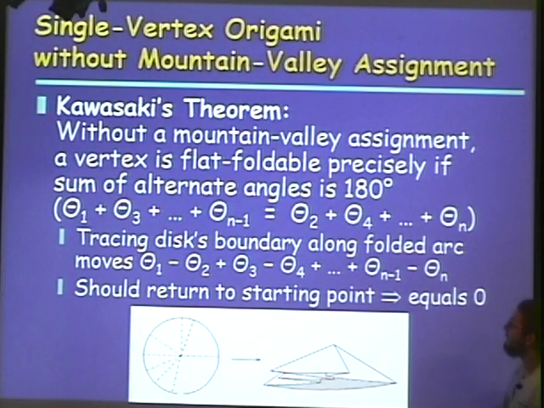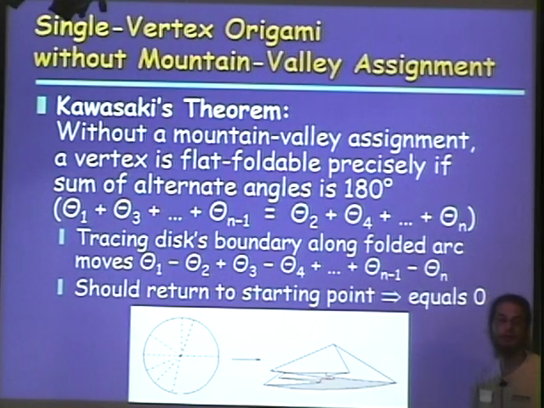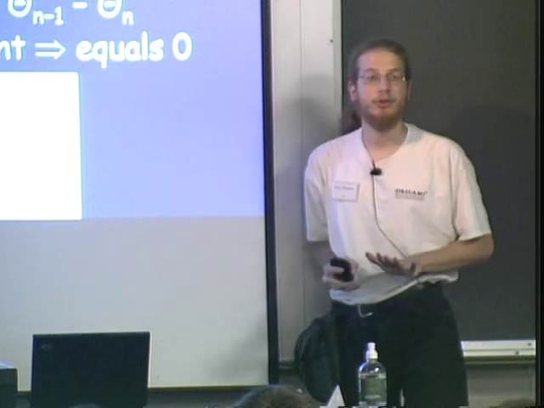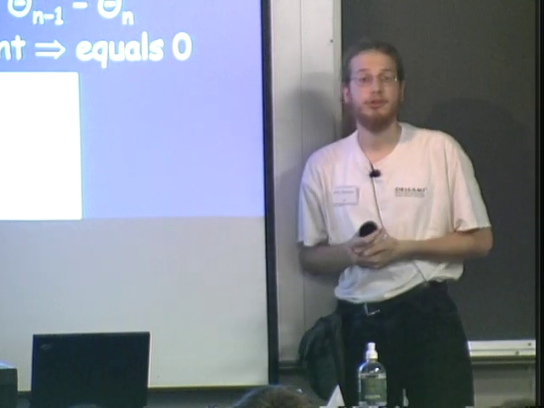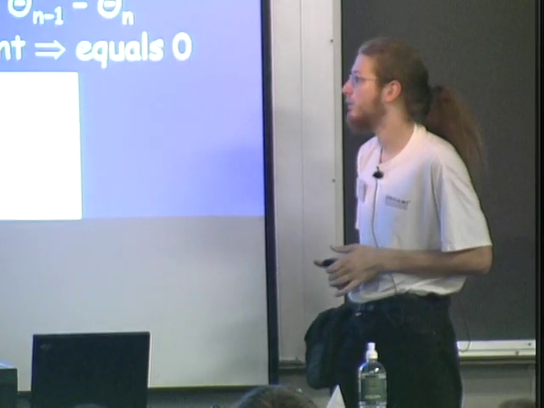Another way to say that is that if you take the even indexed angles, they should sum to 180 degrees, because the whole thing should be 360. This is called Kawasaki's theorem. It's old. And that's the complete story if you're not told which creases are mountains and which creases are valleys. This is a necessary and sufficient condition. So that's kind of cool.